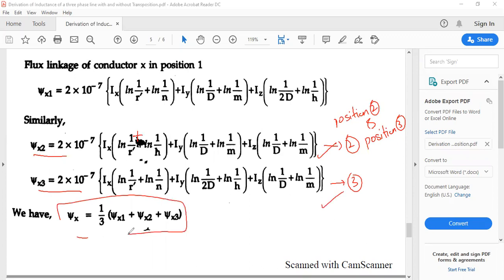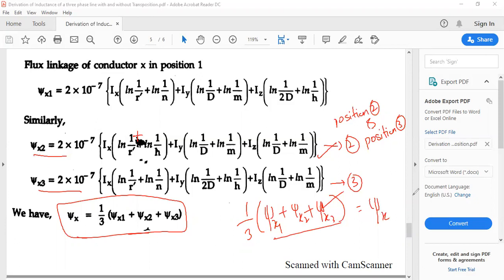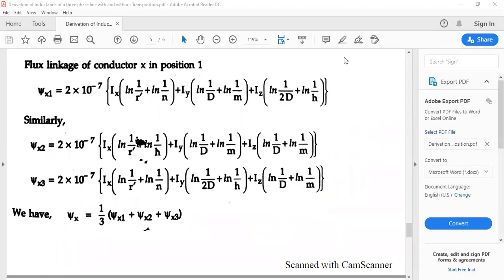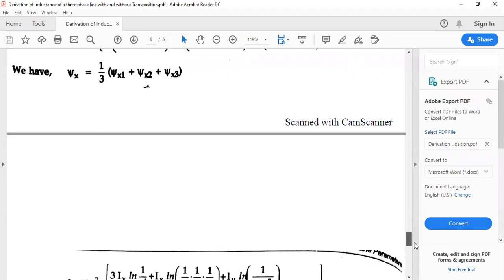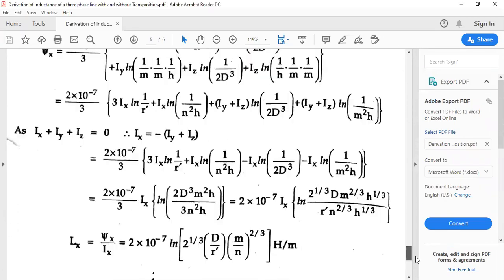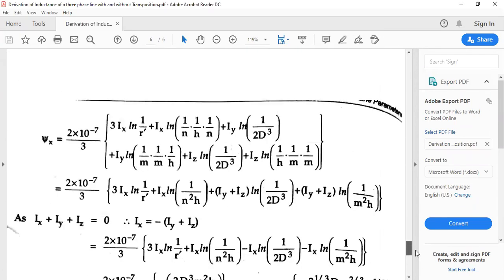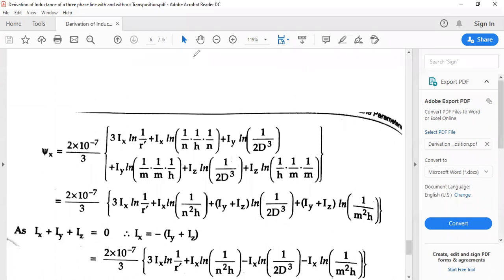So phi x overall, that is the flux linkage, is given as 1/3 of phi x1 plus phi x2 plus phi x3, which is phi x overall. So that's what you can generally understand from the given equation. This is a simple substitution. All these things which are being given here are simple substitution.